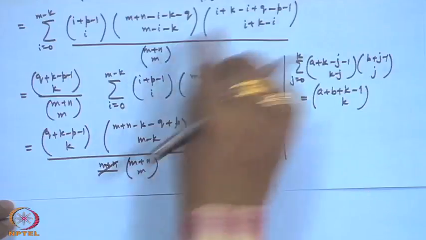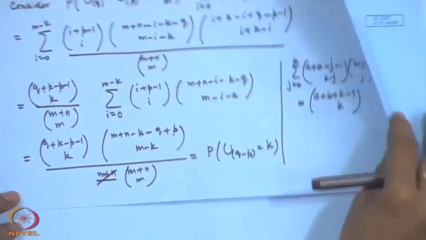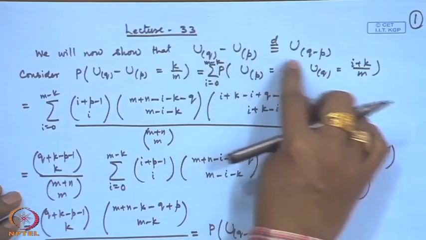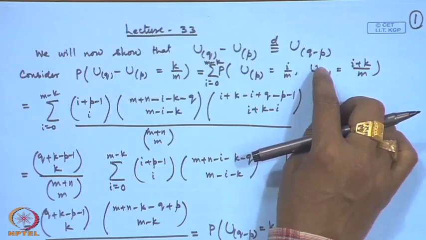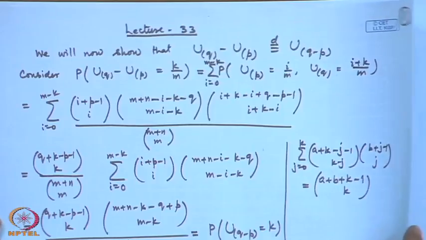So, this proves that the distributions of u q minus u p and u q minus p are the same, that means it is dependent upon the difference only. Now, let us consider the moments of u I u j.